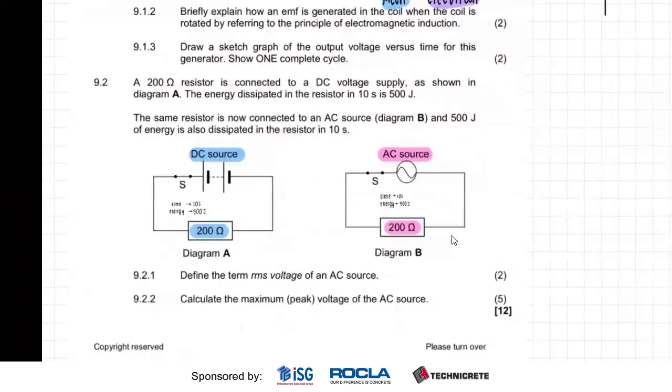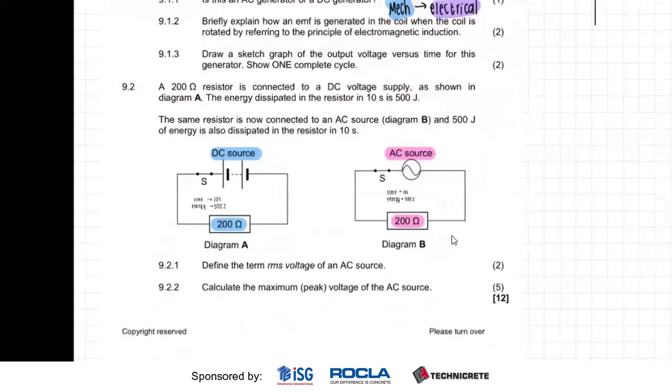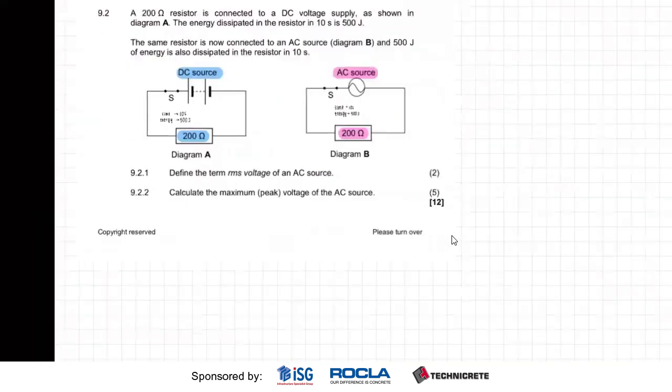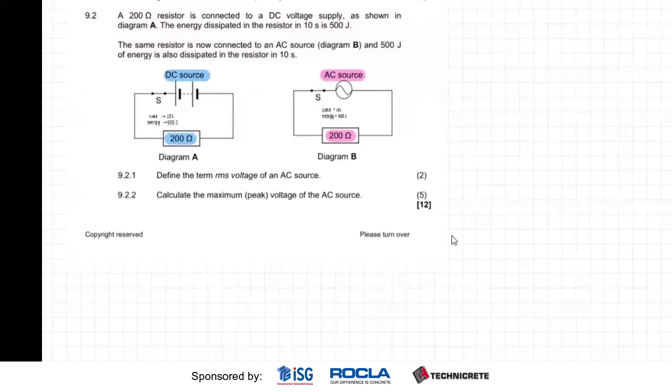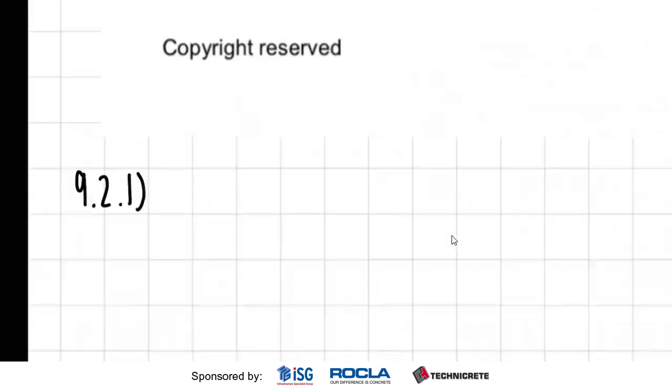Now if we go to our question, in question 9.2.1, we are asked to define the term RMS voltage of an AC source. Now this is just learning. You just need to learn the definition of this term. The definition is the AC potential difference or voltage which dissipates the same amount of energy as a DC potential difference. Let's write this down.